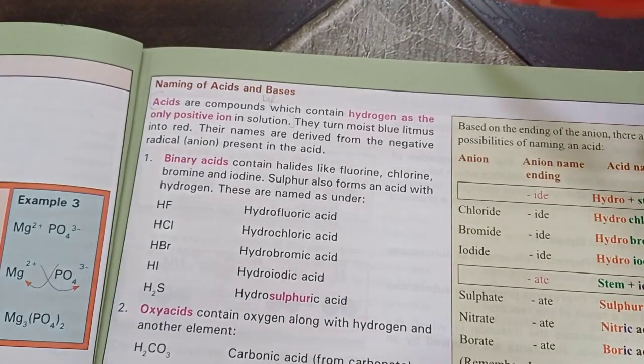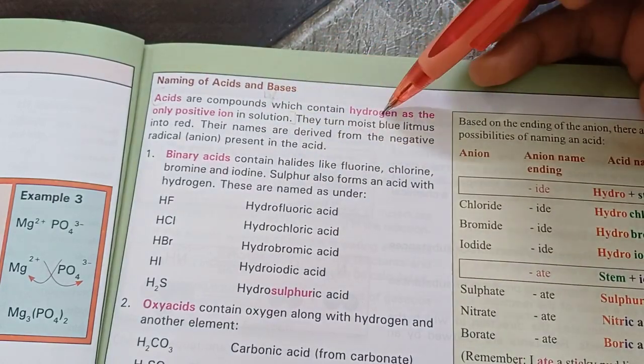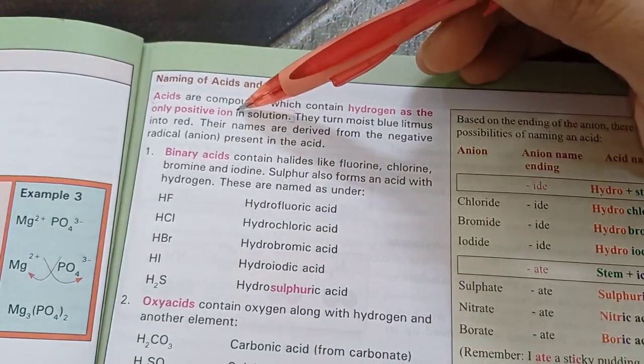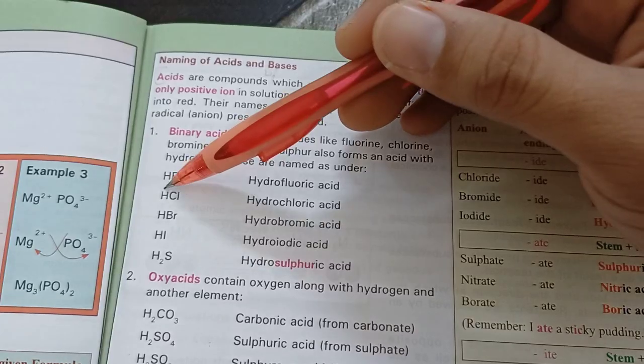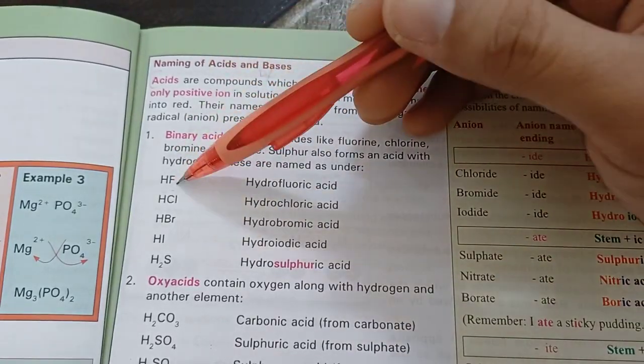Now let's study how to name acids and bases. First of all, mark the definition of acids. They are compounds which contain hydrogen as the only positive ion. For example, in HCl, H plus and Cl minus. So that's the only positive ion. So that is why it's called an acid.